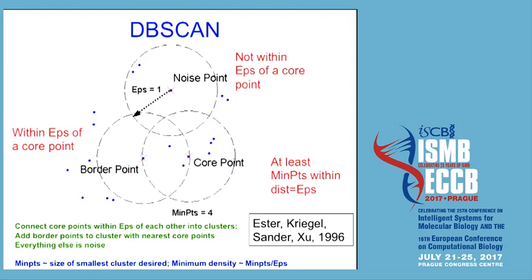The way the clustering works is once you've identified what's a core point, what's a border point, and what's a noise point, you treat it like a graph. All core points that are within epsilon of each other become a cluster. Border points get added to their nearest set of core points, and the noise points remain noise. In practice, you can think of min points as the size of the smallest cluster desired. The smallest cluster you're going to get is roughly the size of min points. As long as there are min points within epsilon of each other, that's the cluster you're going to get. That's the minimum density.